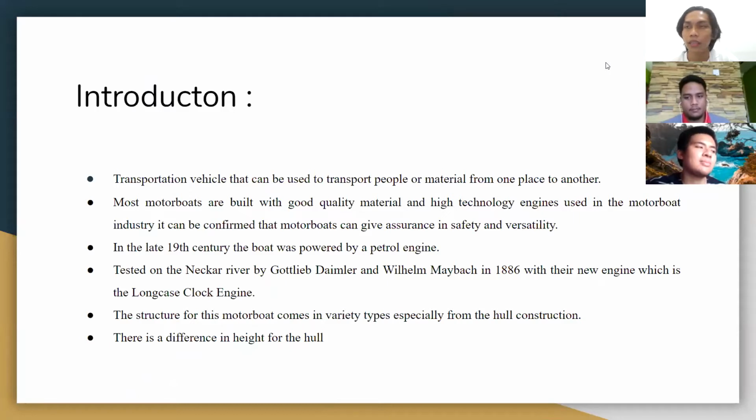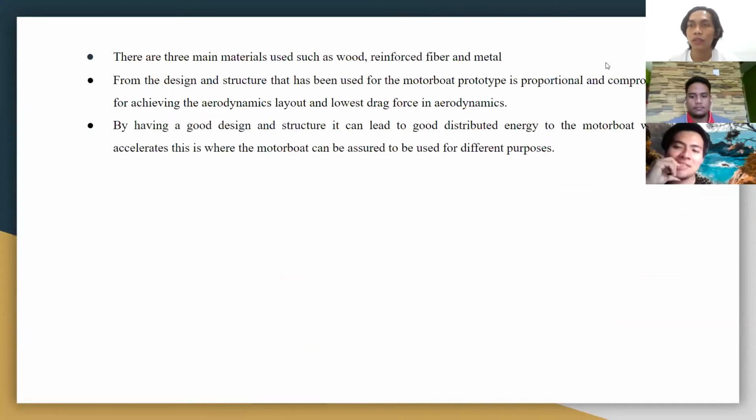In the late 19th century, the boat was powered by a petrol engine. The first people who tested a motorboat using a petrol engine were Gottlieb Daimler and Wilhelm Maybach in 1886 with their new engine. The structure for this motorboat comes in a variety of types, especially in the hull construction. There is a difference in height for the hull. There are three main materials used for this motorboat: wood, reinforced fiber, and metal.